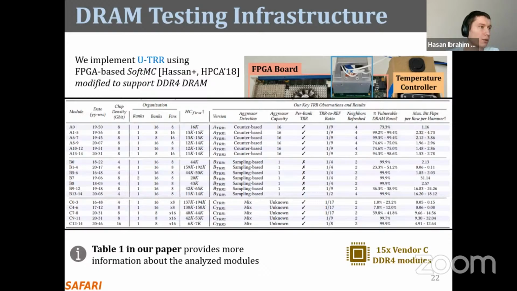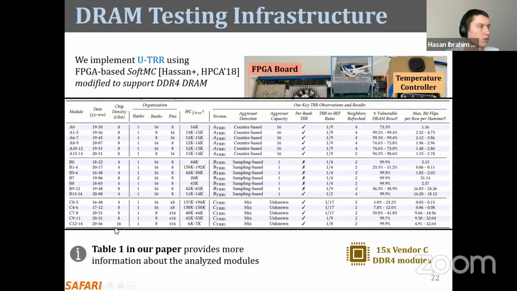And here is the table, which you can also see in the paper. And here we provide a summary of our observations. So some of the modules in the set of 45 modules are like the same modules in the sense that they are from the same batch, right? So they have similar properties in terms of organization and manufacturing date, chip density, etc.